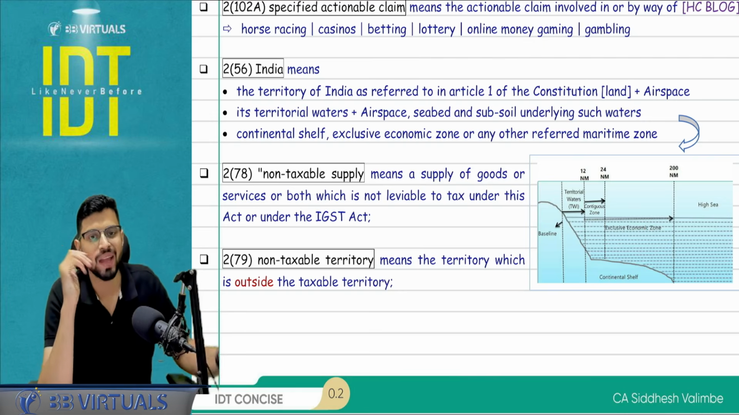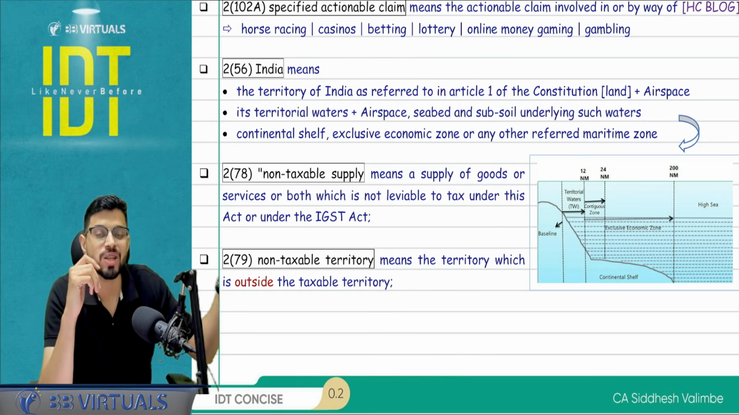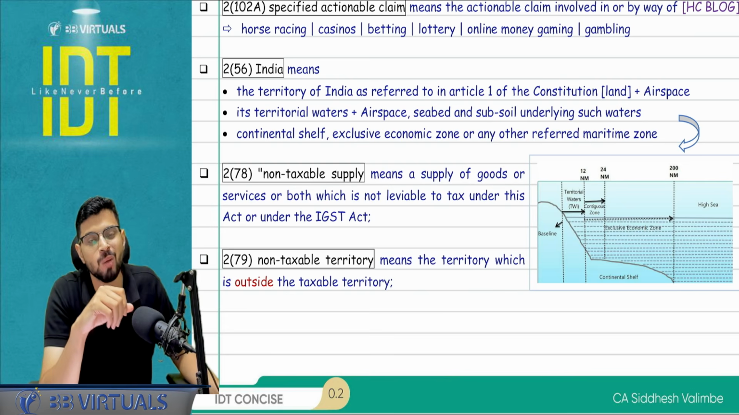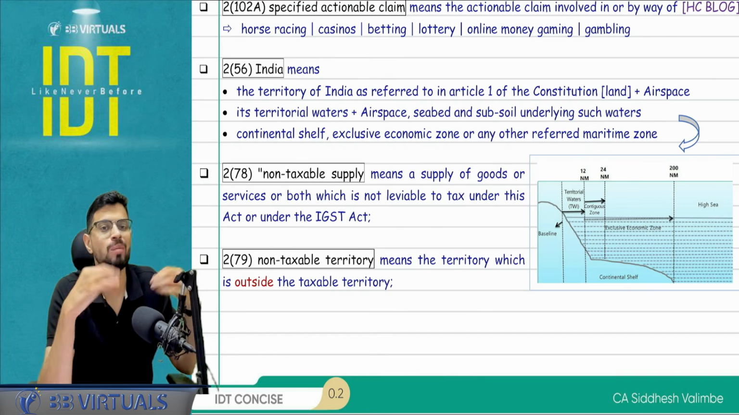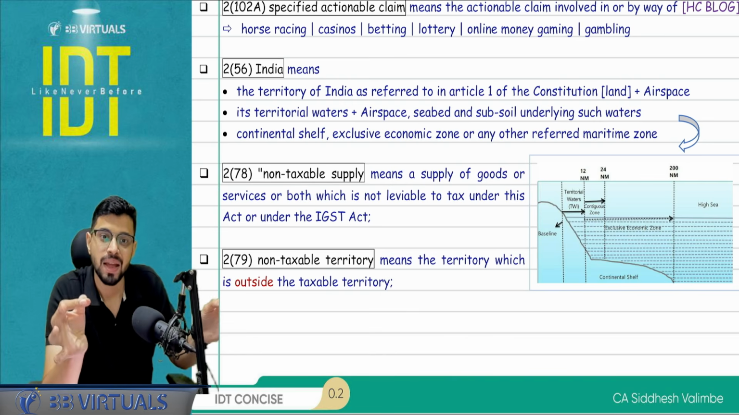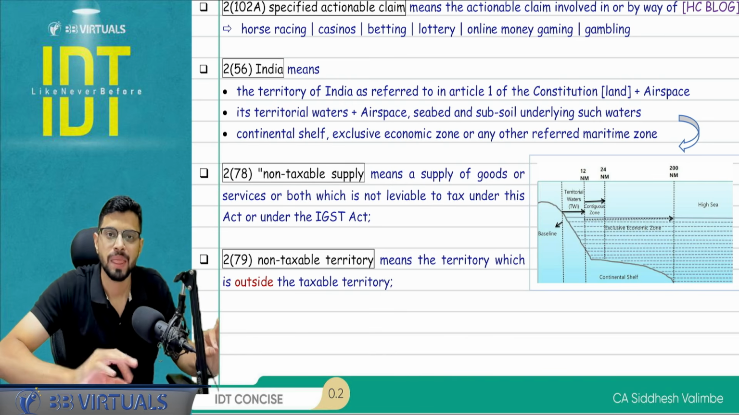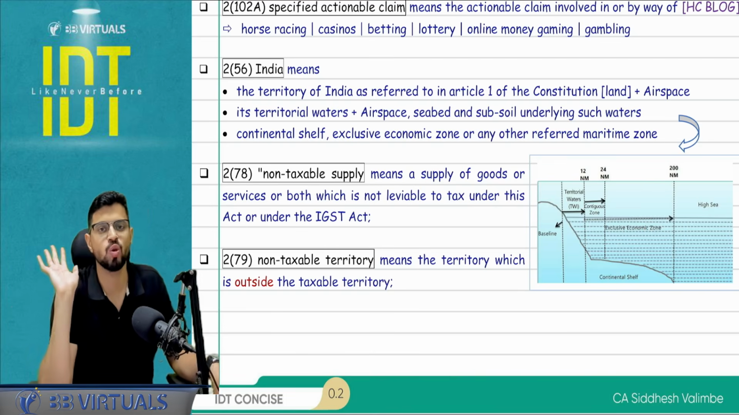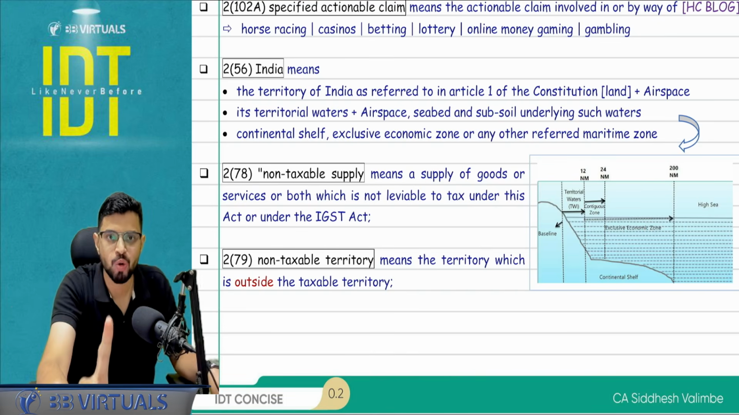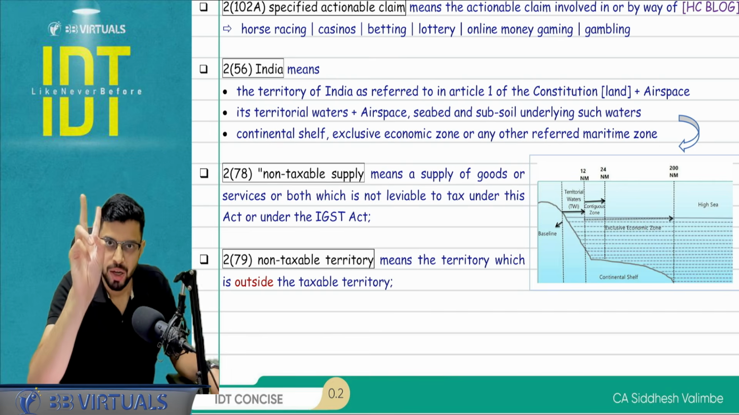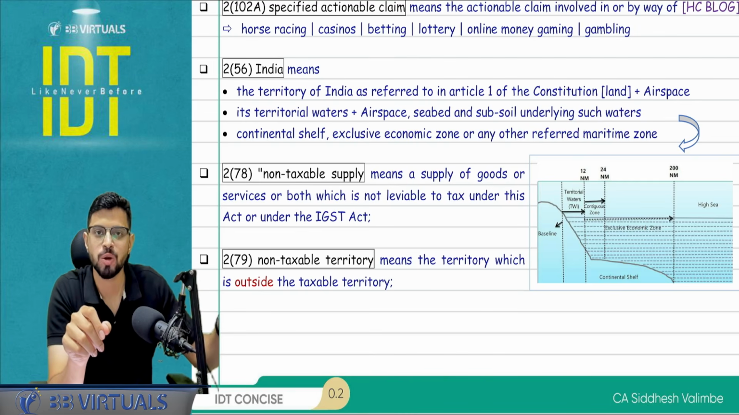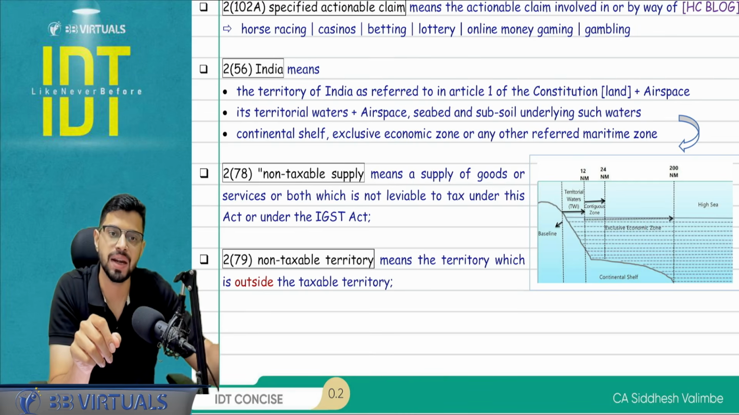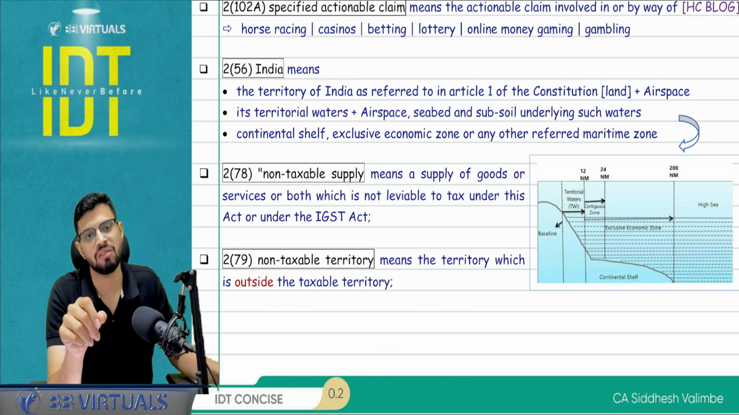And what about beyond that? So there is an exclusive economic zone. Exclusive economic zone is 200 nautical miles. Sir, exclusive economic zone is not my exclusive right. But in the definition of India, I have covered such exclusive economic zone as well. But just for you to understand, the rights and the taxability in the exclusive economic zone will be subject to international rights and treaties and agreements with the other foreign governments.